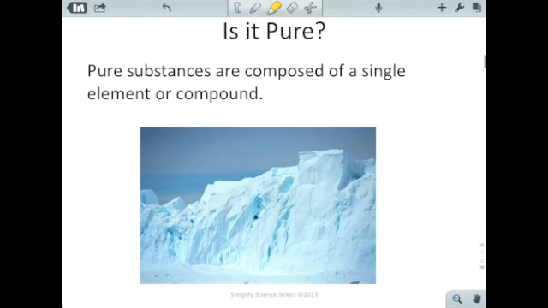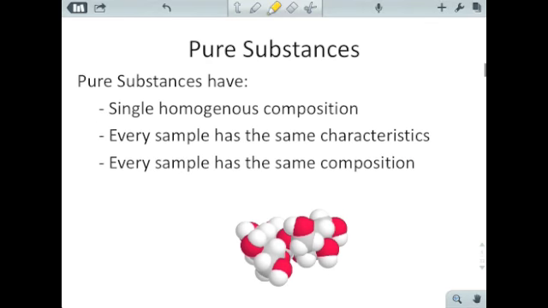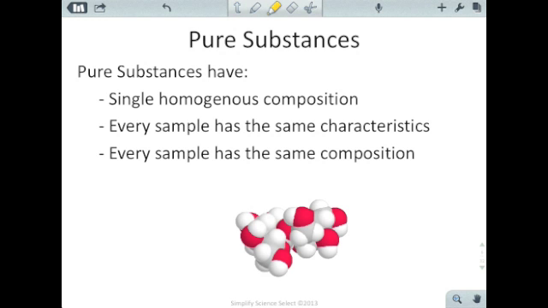The question that we have to ask ourselves is: is it pure? Now, pure substances are things that are composed of a single element or compound. It's really important to note, element or compound. It could be either one of those, but it is only composed of a single element or a single compound. Pure substances have a single homogeneous composition. Every sample has the same characteristics, and every sample has the same composition.